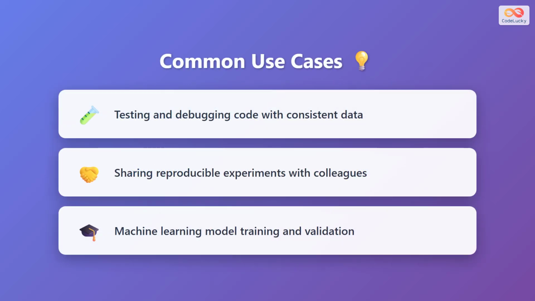There are 3 main scenarios where setting a random seed is essential. First, when testing and debugging code with consistent data, you need the same random values to identify issues reliably. Second, when sharing reproducible experiments with colleagues, everyone can get the same results by using the same seed. Third, in machine learning model training and validation, reproducibility ensures that your model performance can be verified and compared across different runs.